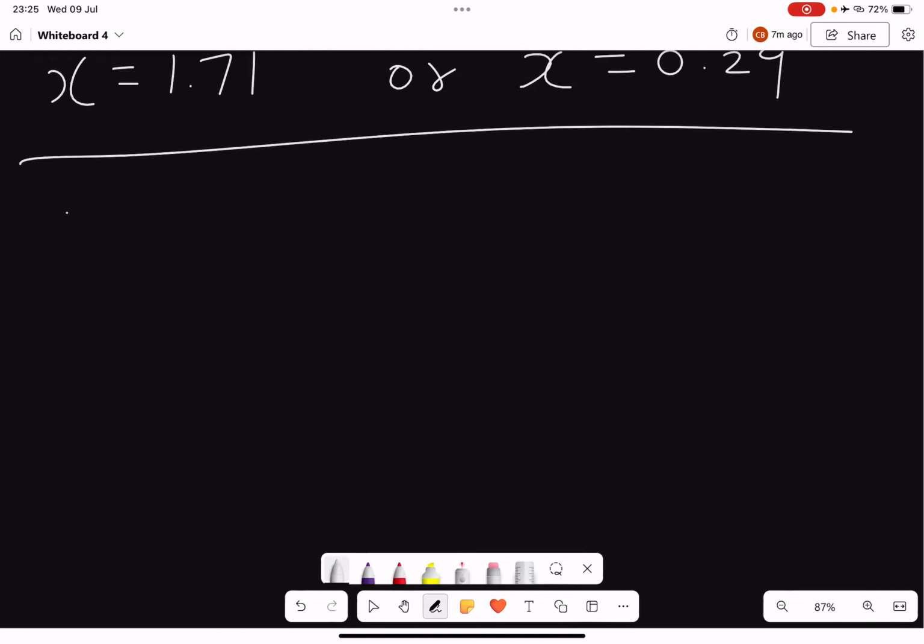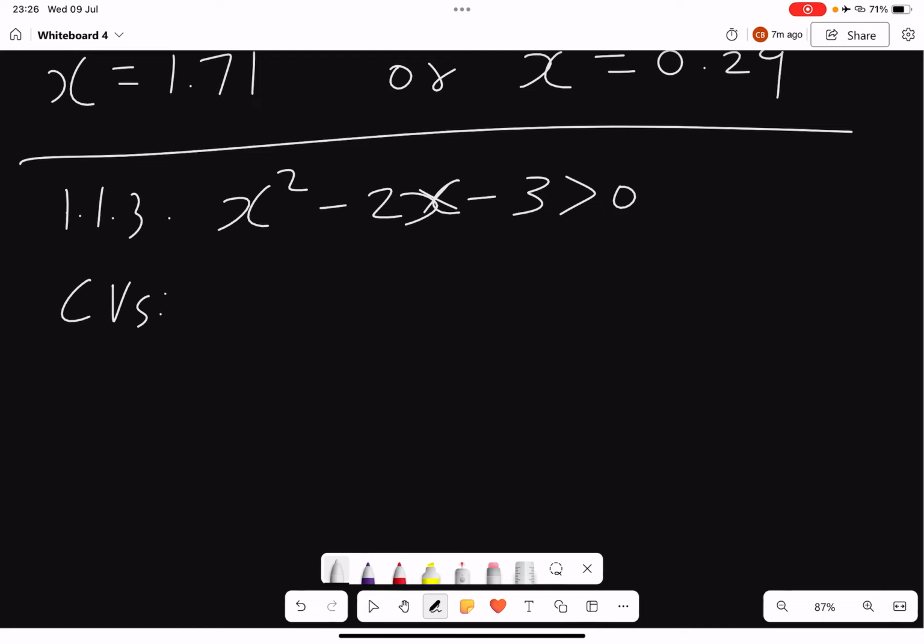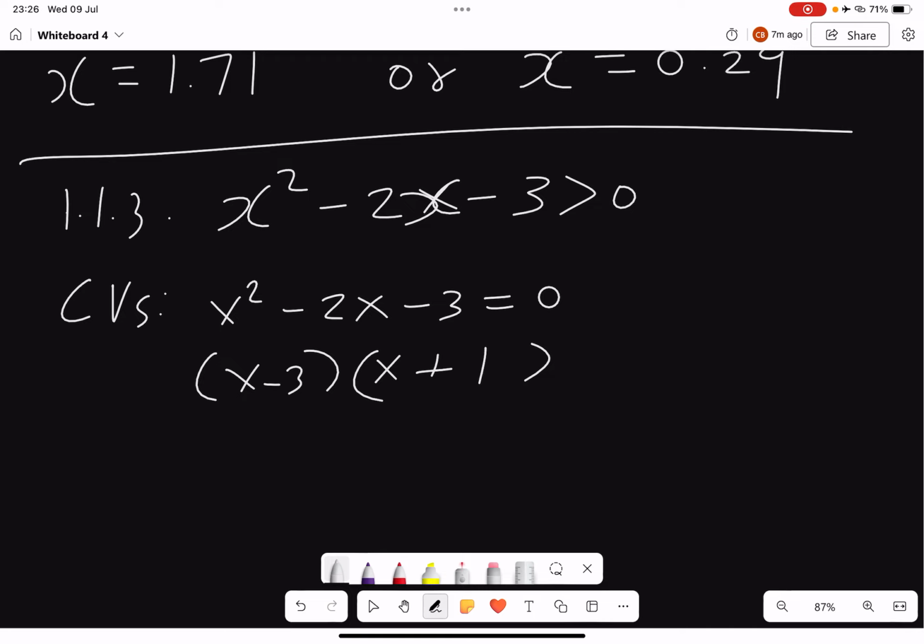The next question, let's see. We are just asked to solve, which is 1.1.3. We are given x squared minus 2x minus 3 is bigger than 0. First, solve the quadratic as an equation to get the critical values. So we are going to say x squared minus 2x minus 3 equals 0. And then we factorize, which is (x minus 3)(x plus 1) equals 0.